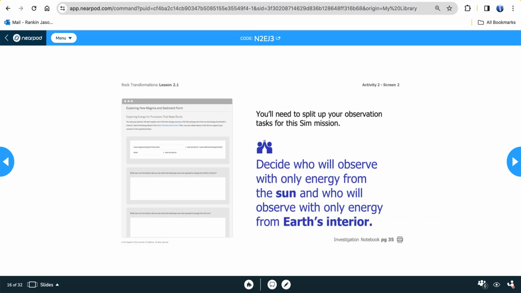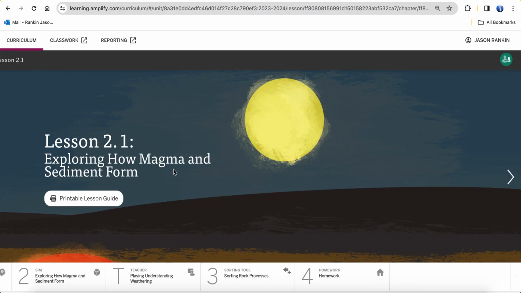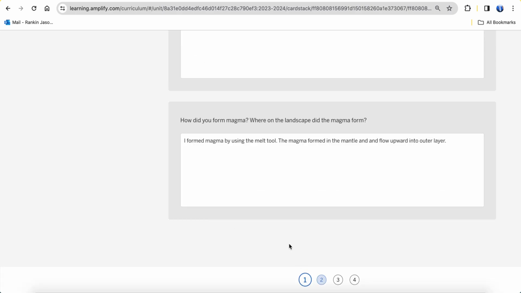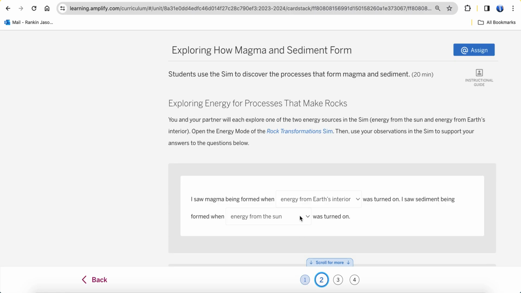All right, let's work on this together. Make sure you have this open and you're ready to go. All right, so we did one together yesterday. Let's go to page number 2, right? On page number 2.